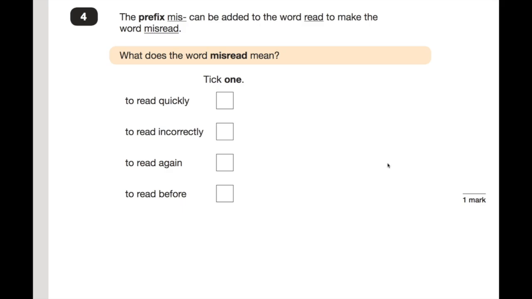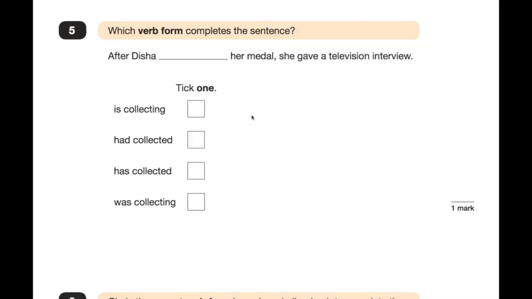This question is asking you to decide what the prefix mis means. It's added to the word read to make the word misread, and it's asking you to come up with a definition. So what does the word misread mean? Well, it means to read incorrectly. Number 5, which verb form completes the sentence?